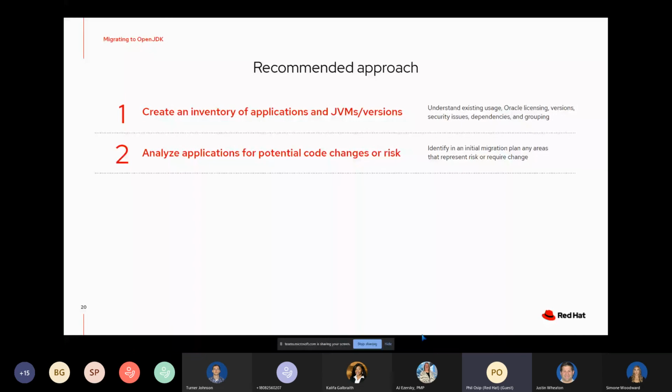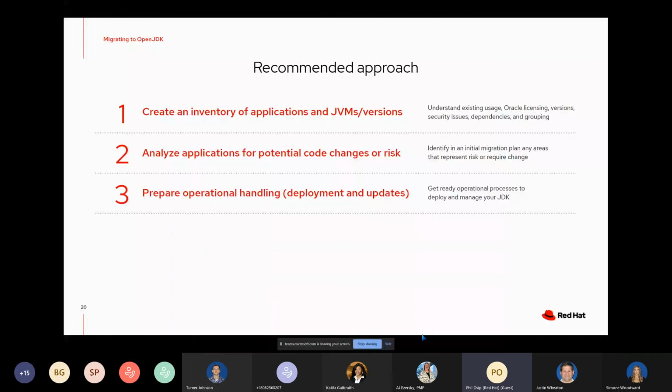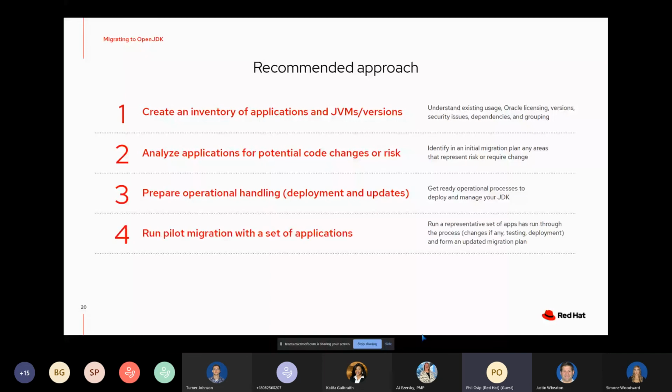Prepare operational handling. So you want to be able to manage the shift from Oracle JDK to OpenJDK. What does it look like to deploy OpenJDK? What does it look like to manage that? How do you work that into your existing environment? Run a pilot with a set of applications. Give yourself an internal proof point before you basically rinse and repeat, which is what the fifth one is. It's migrating at scale and iterations.